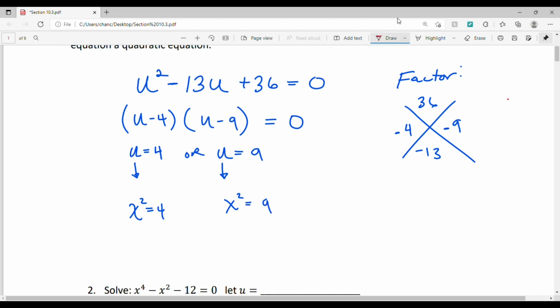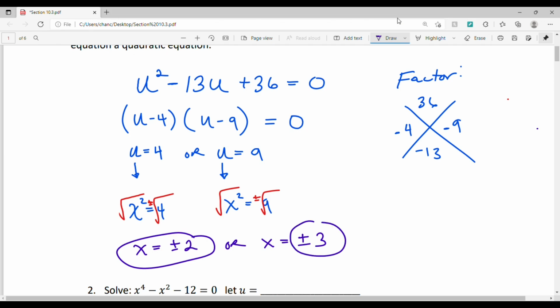We can solve for x by taking the square root of both sides, but don't forget we need a plus or minus symbol in front of the square root. So this simplifies now as x equals plus or minus the square root of 4, which is 2. And over here we have the square root of 9, which is going to give me a 3. So this is plus or minus 3. We have 4 solutions: negative 2, positive 2, negative 3, and positive 3.